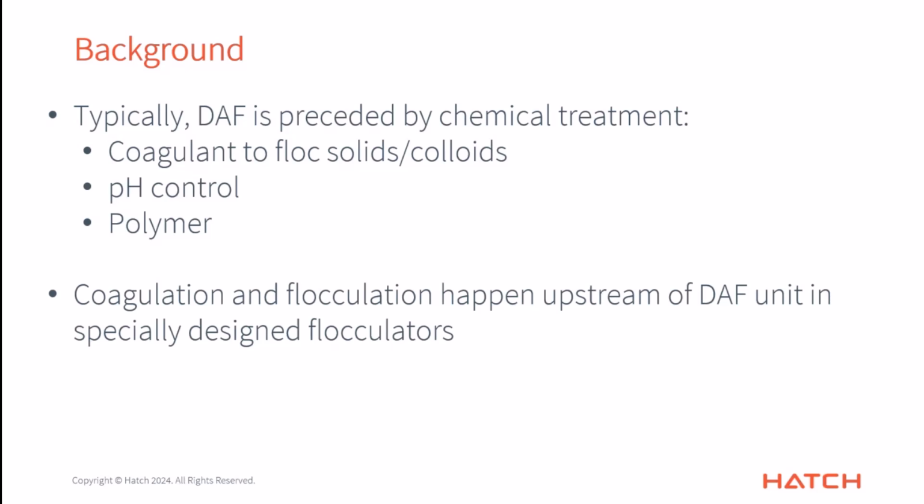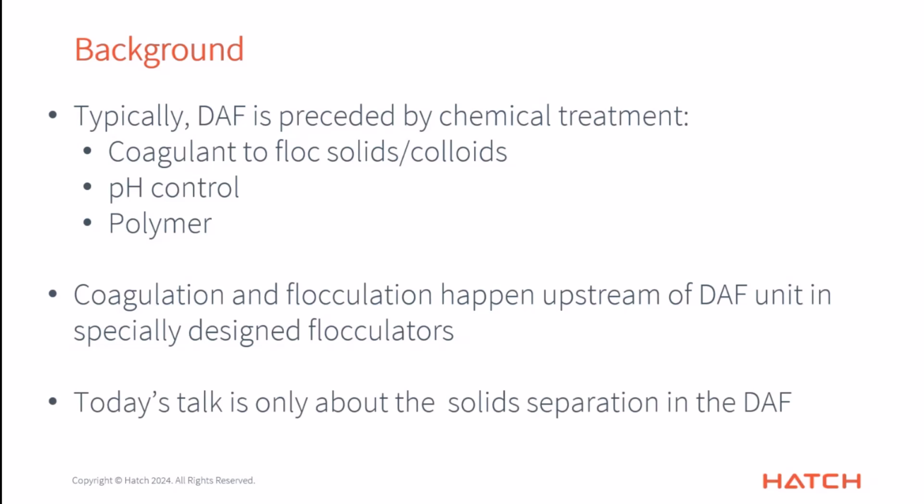Now, the coagulation and flocculation typically happens upstream of the DAF unit itself. There are these long tubes, long plug flow systems, that do the mixing and coagulation. And those are typically immediately prior to the DAF unit.